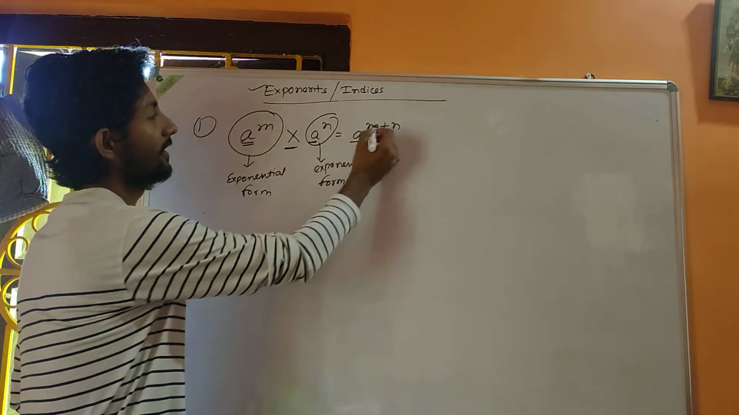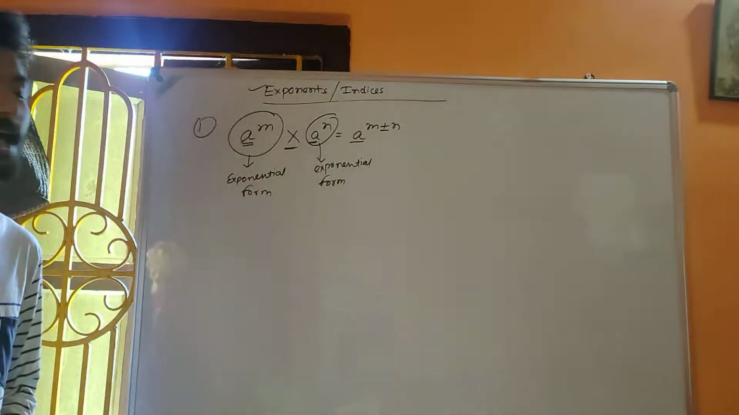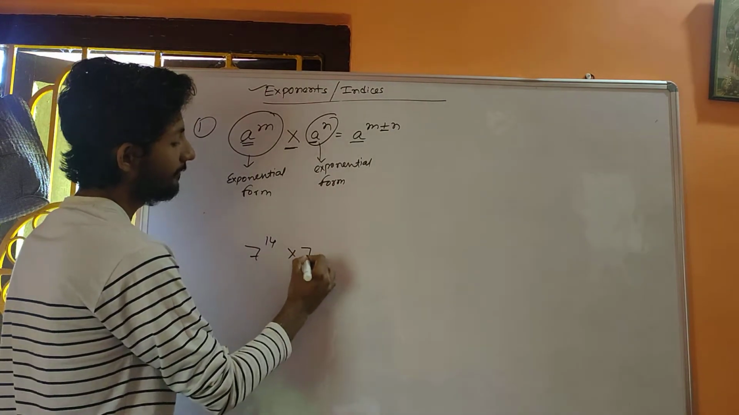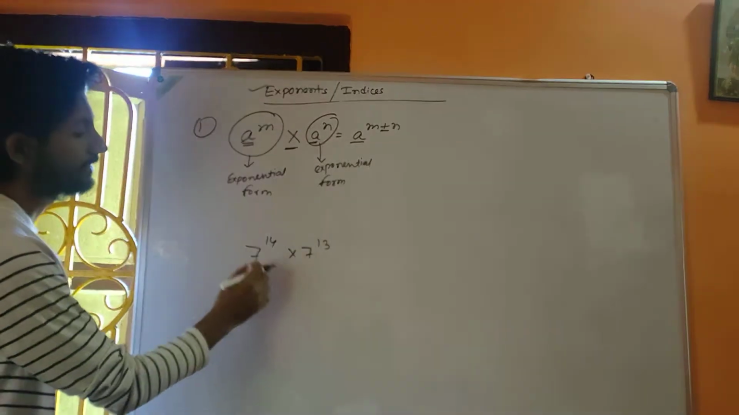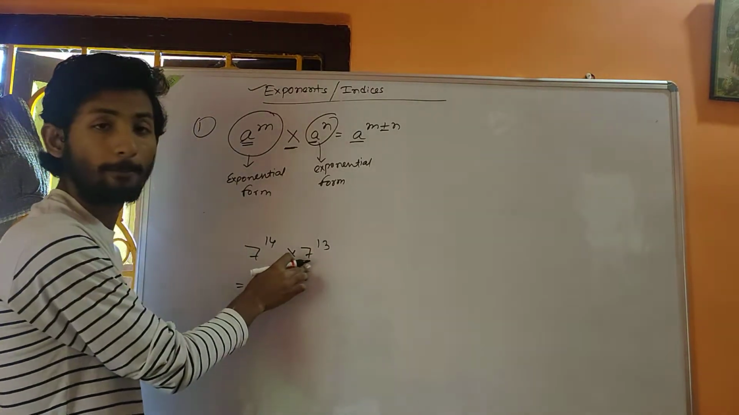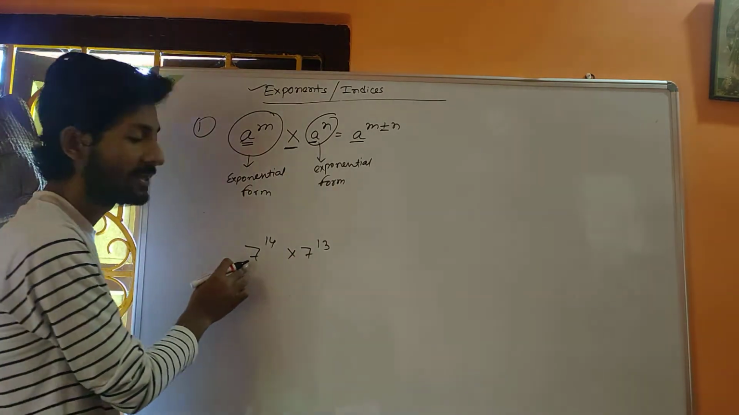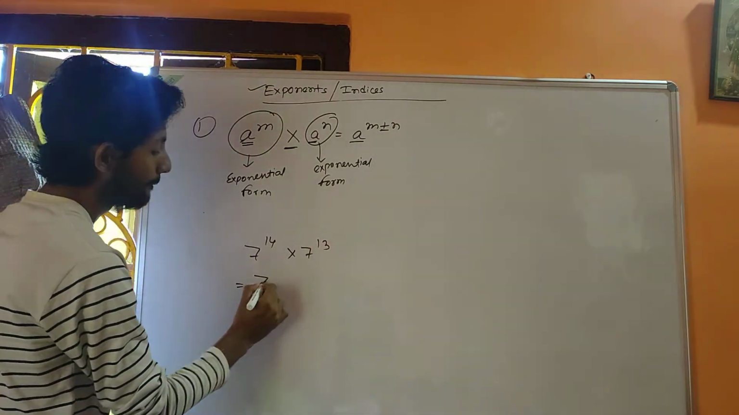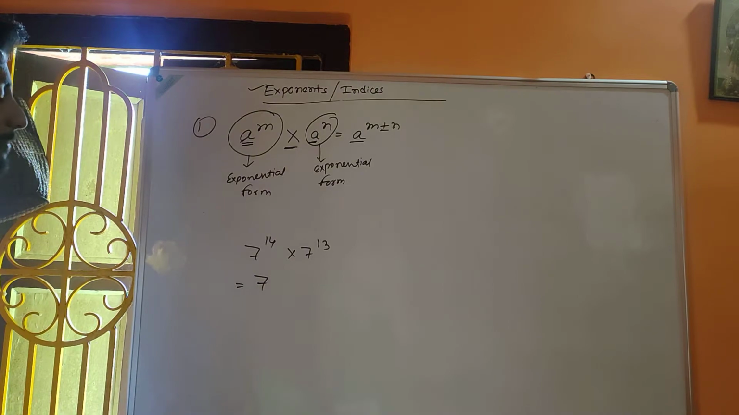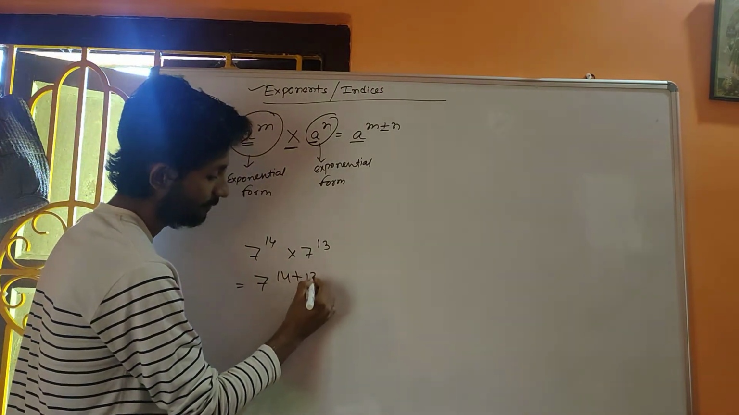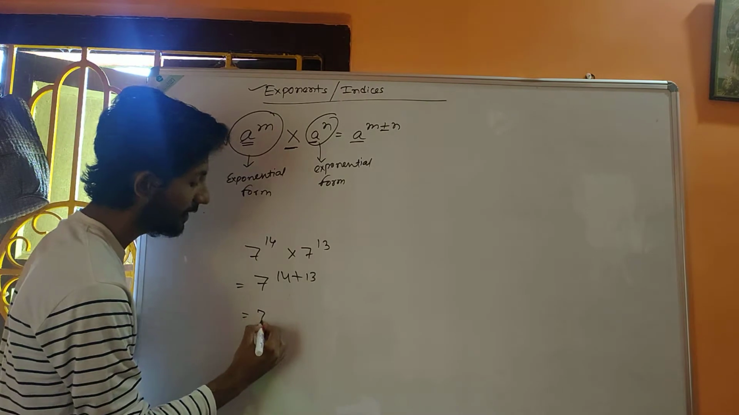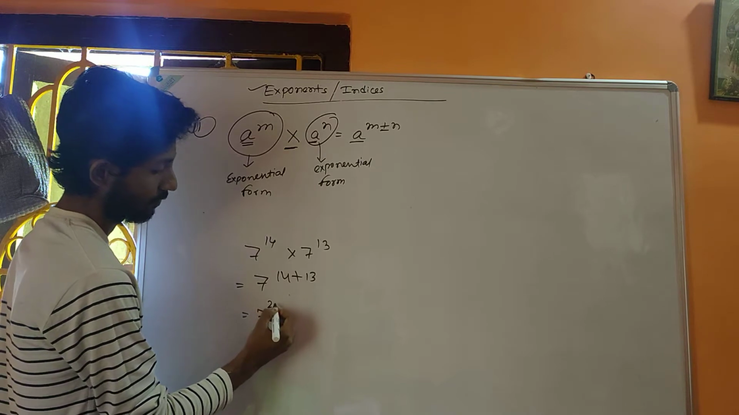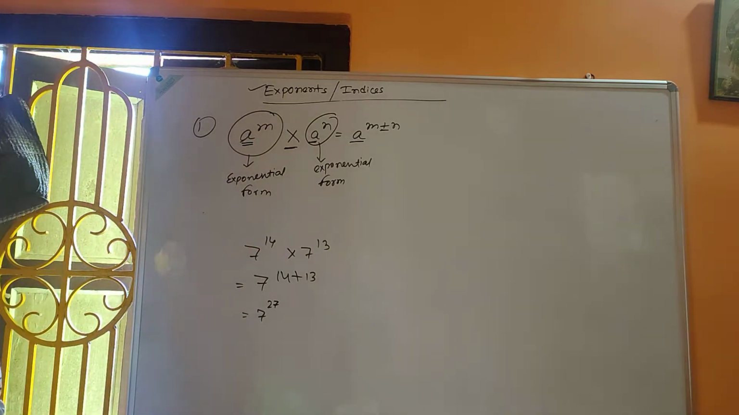If there is multiplication, the powers should be added, like 7 to the power 14 into 7 to the power 13. Look, in that case both bases are the same. Here the base is 7, here also the base is 7. Then the base will remain the same and the powers should be added. Okay, that means ultimately it will be 14 plus 13, which is 27.